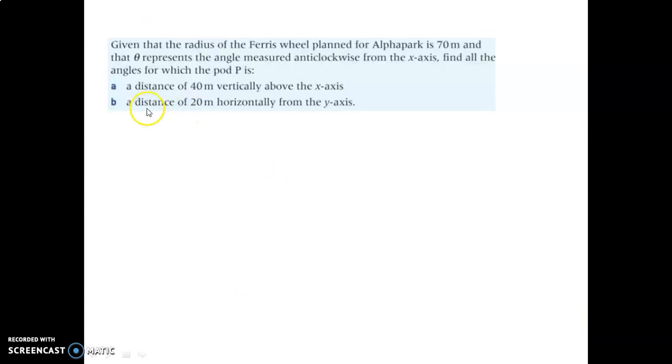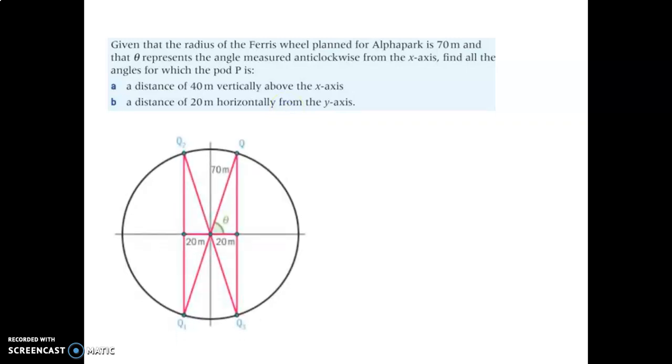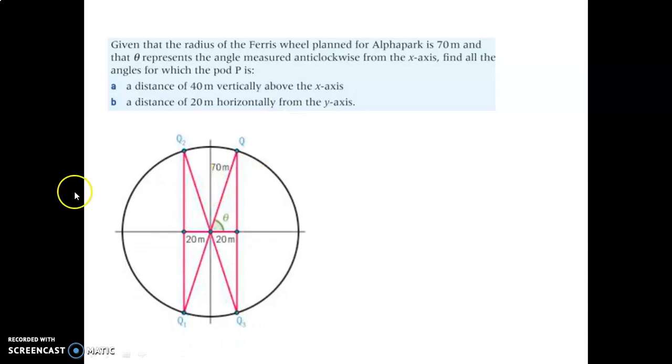Question B says, find the distance 20 meters horizontally. So now when it's talking about the horizontal distance, it's talking about x values. And when we're talking about x values on a unit circle, we're talking about cosine. So this is the diagram to represent this. We're looking for this horizontal distance of 20. And those are the horizontal distance, which is x values. So we're going to use cosine.